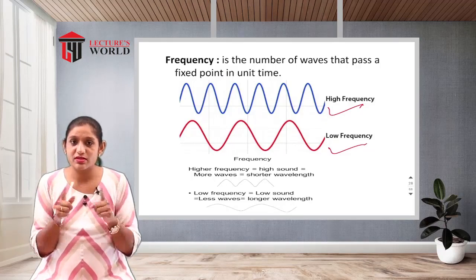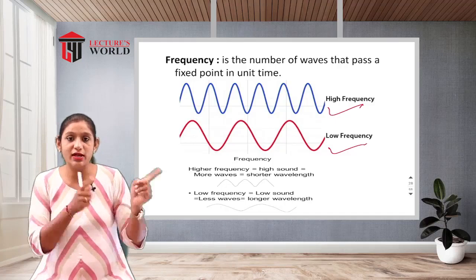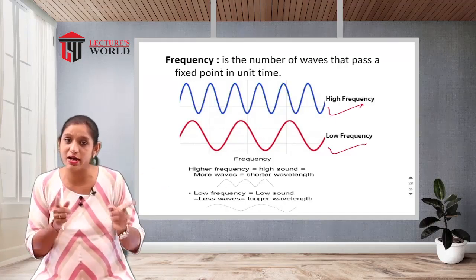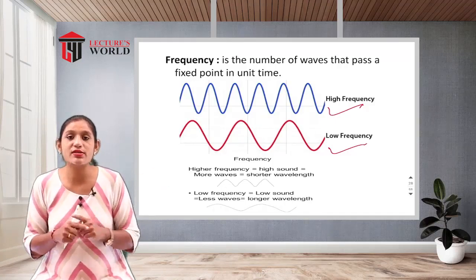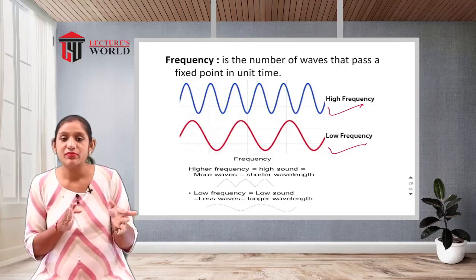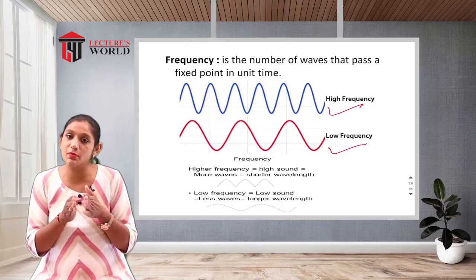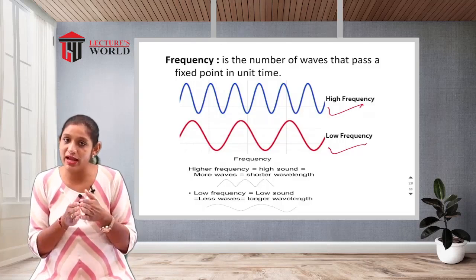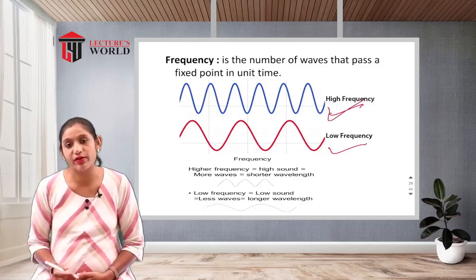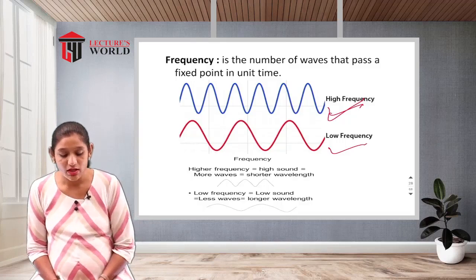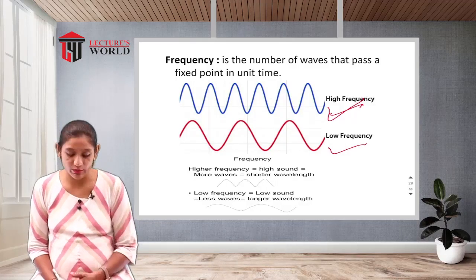This is the difference. If the distance from one crest to another crest is high, the frequency is very low. And if the distance from one crest to another crest is very small, this is called high frequency. Okay, this is the distribution of the frequency.